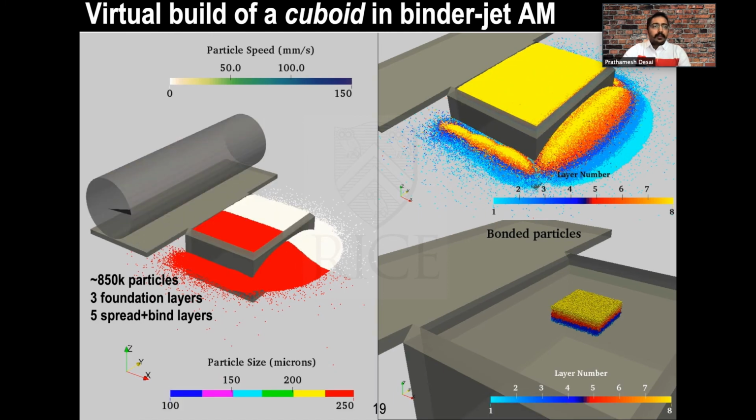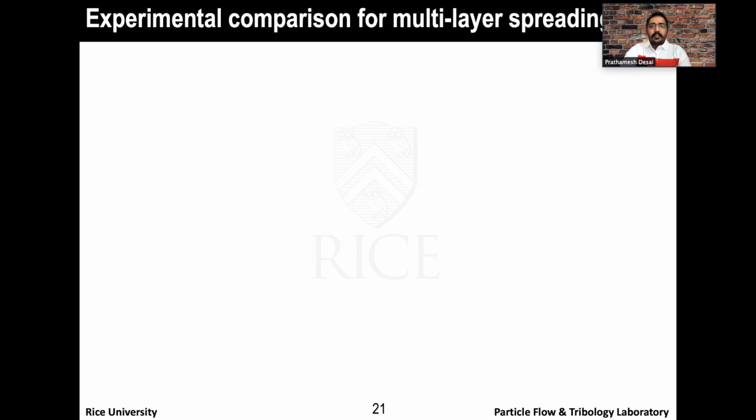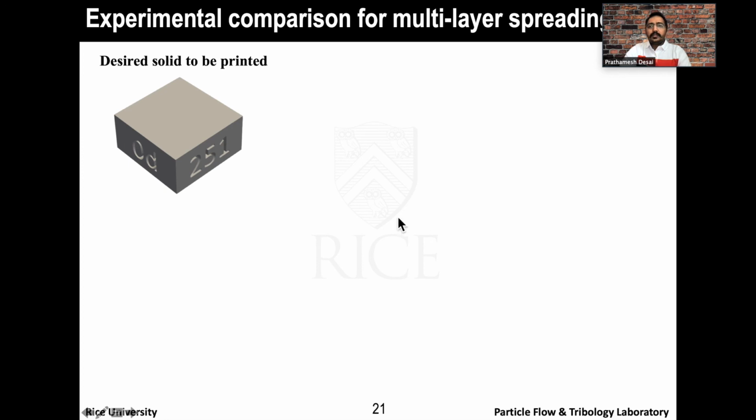So now let's compare this cuboid with the experimentally printed cuboids. Now it can only be compared as a verification and not validation, because the particle sizes simulated were around 250 microns, and in the experiments the particle size was on average 50 microns. So it's not yet validated, but it's verified. So, experimental comparison for multi-layer spreading. The desired solid to be printed is a simple cuboid.